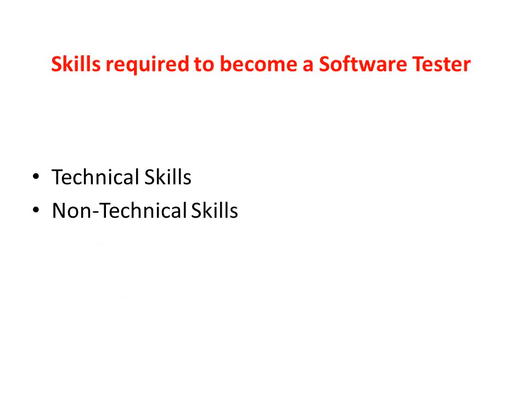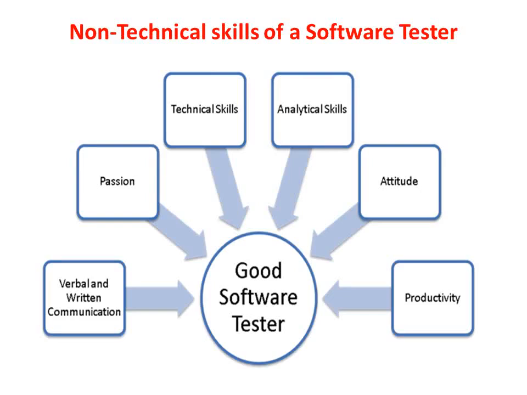And the next is, what are the skills required to become a software tester? This is very important. If you want to become a software tester, you need two different types of skills: technical skills and non-technical skills. First, the non-technical skills. You have to be very good at verbal and written communication to become a good software tester. Second, passion. And third, you need some knowledge of technical skills, and you must have analytical skills, some attitude and productivity. If you have all these non-technical skills, you will become a good software tester.